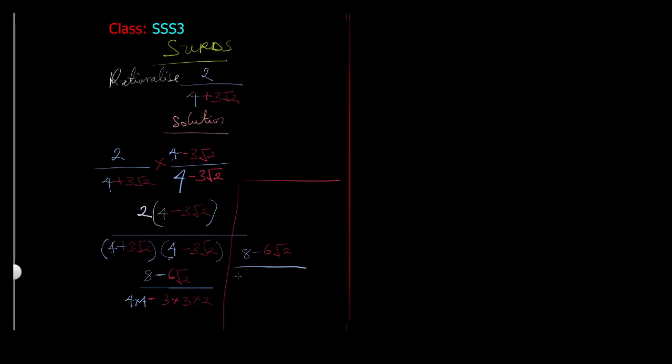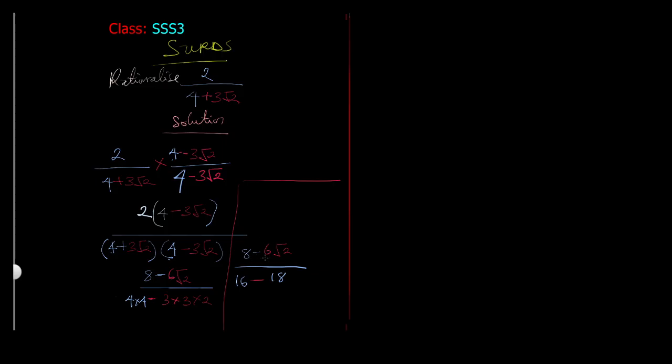4 times 4 is 16. And then we are going to finish up with this side. 3 times 3 is 9. 9 times 2 is 18. So here becomes minus 18.